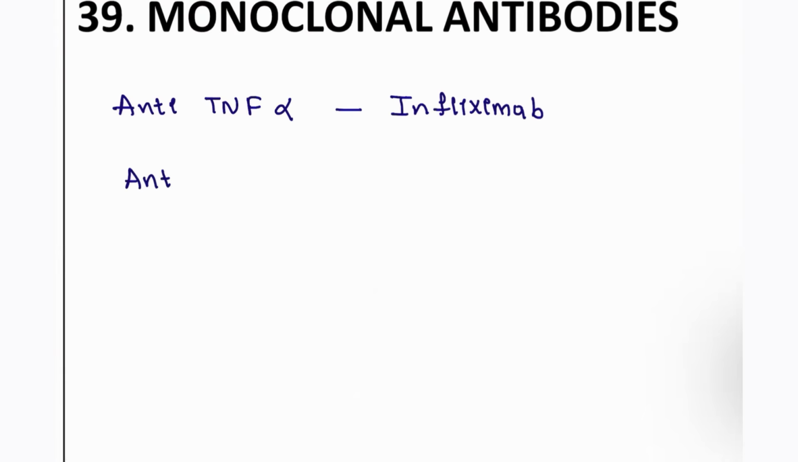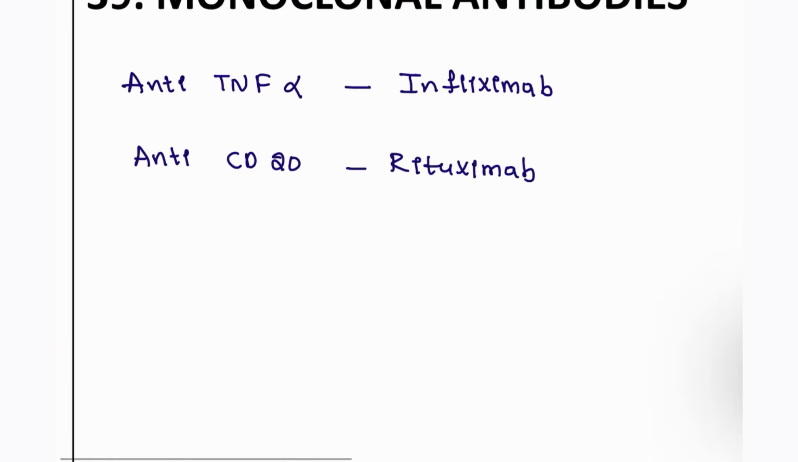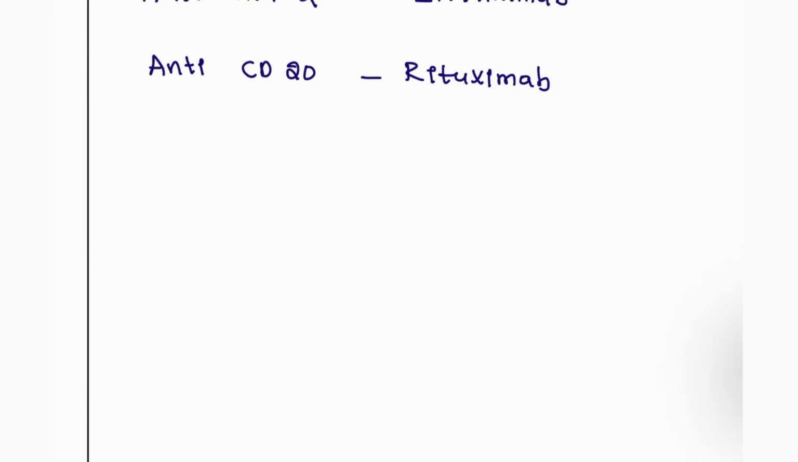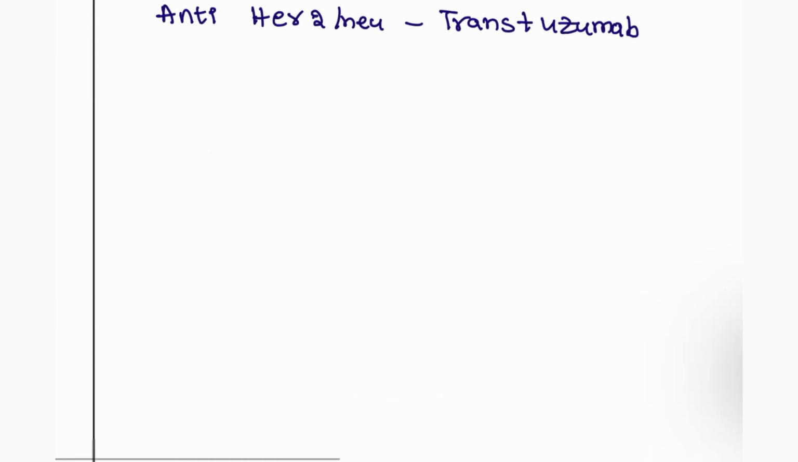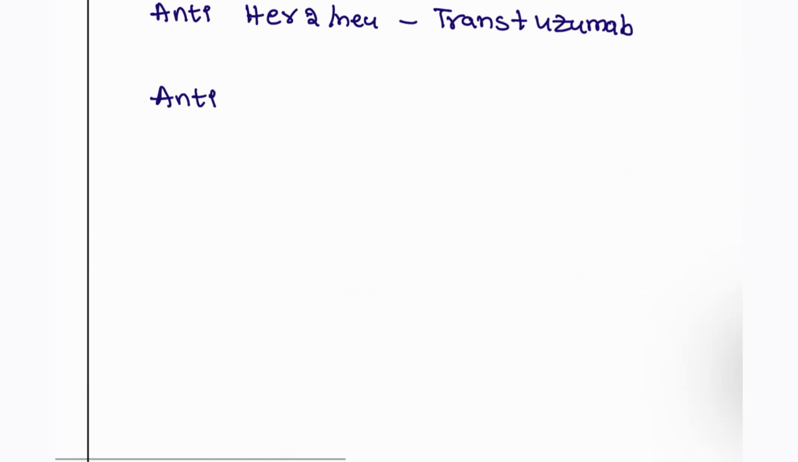Next, anti-CD20. For this, rituximab. Rituximab is used for pemphigus vulgaris and also non-Hodgkin lymphoma. Next, anti-HER2 or neu gene, commonly used in breast cancer patients, trastuzumab. Next, anti-EGFR. This is cetuximab, C-E-T-U. This is the one drug.